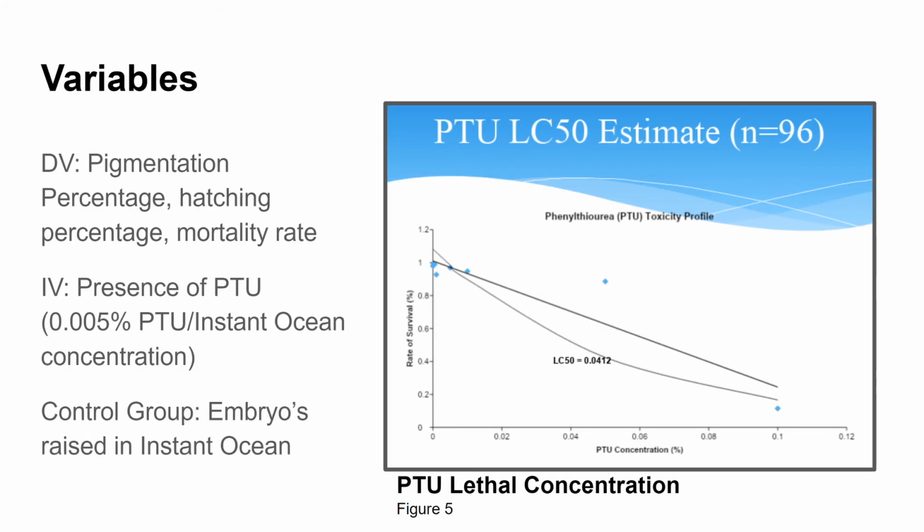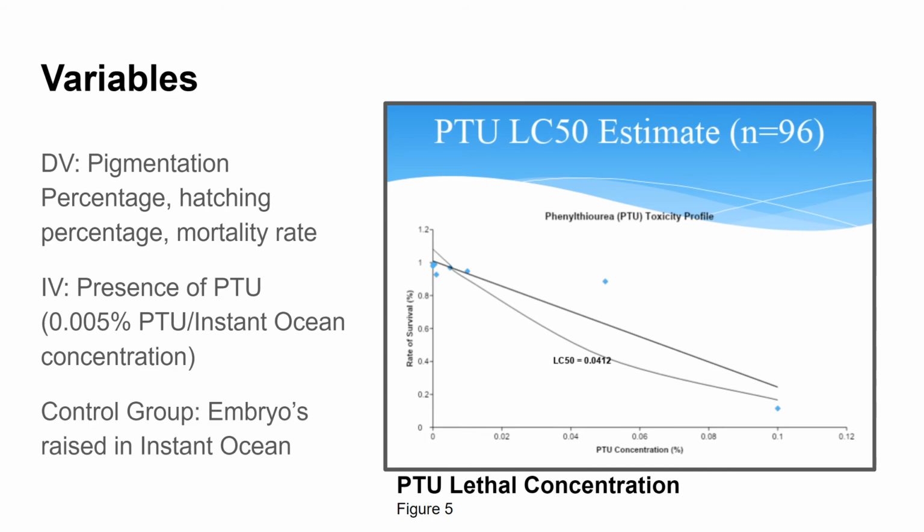Our independent variable was the presence of PTU. We referenced a lethal concentration graph on the right to determine our concentration of PTU, but we were also limited by our available resources. Dependent variables we decided to measure were the pigmentation percentage, hatching percentage, and mortality rate of the populations.